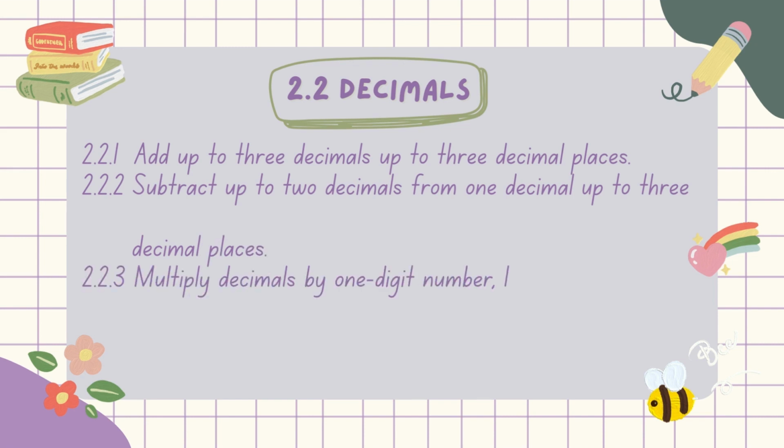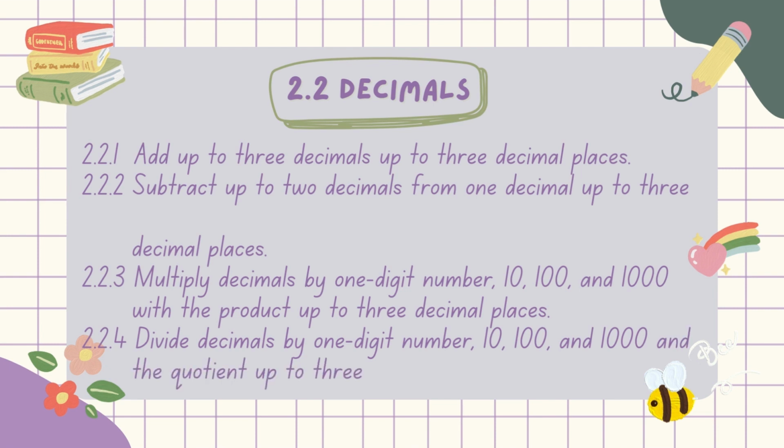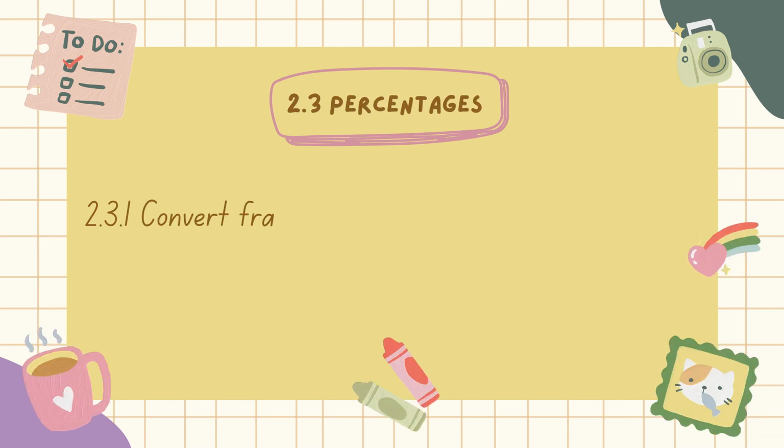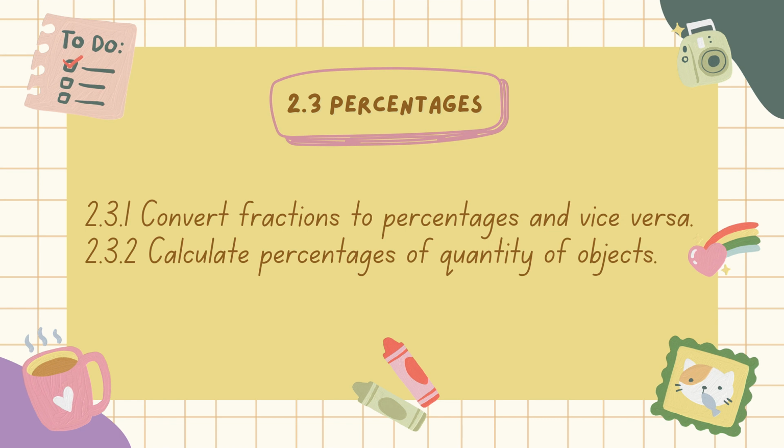2.2.3 Multiply decimals by 1-digit number 10, 100, and 1000 with the product up to 3 decimal places. 2.2.4 Divide decimals by 1-digit number 10, 100, and 1000 and the quotient up to 3 decimal places. 2.3.1 Convert fractions to percentages and vice versa. 2.3.2 Calculate percentages of quantity of objects.